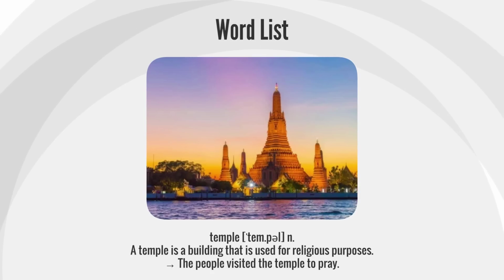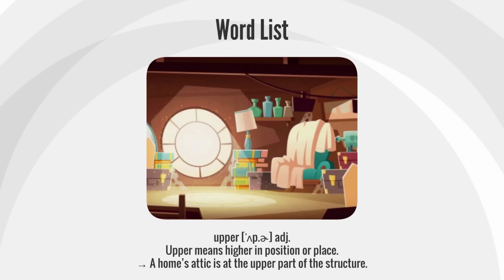Temple. A temple is a building that is used for religious purposes. The people visited the temple to pray. Upper. Upper means higher in position or place. A home's attic is at the upper part of the structure.